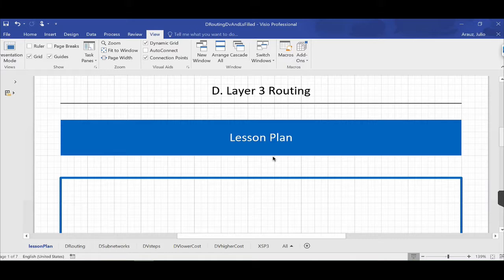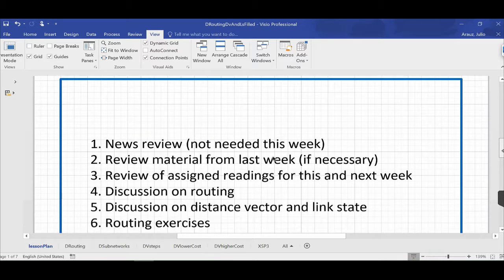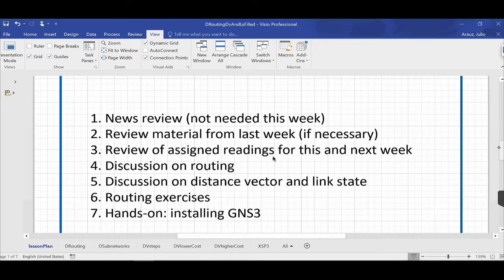This is the lesson plan for today. We're going to be discussing, or starting our discussions on, routing at layer 3. For this week, we're not going to have any news reviews. We'll continue next week. And we don't have any material left from last week to look at today.